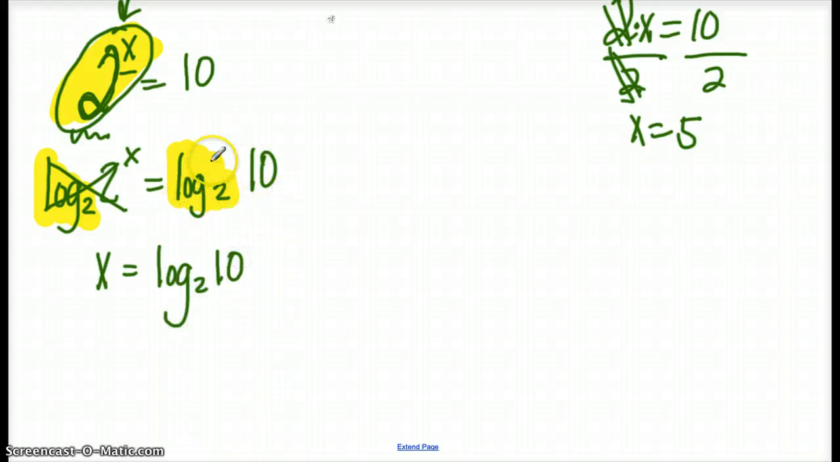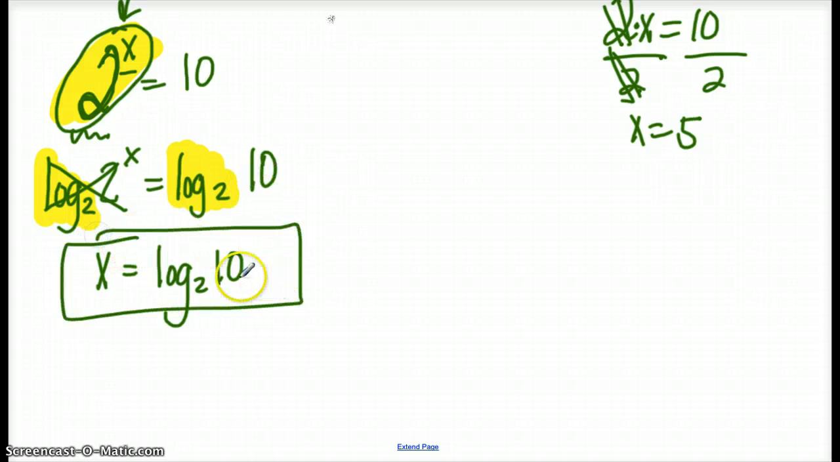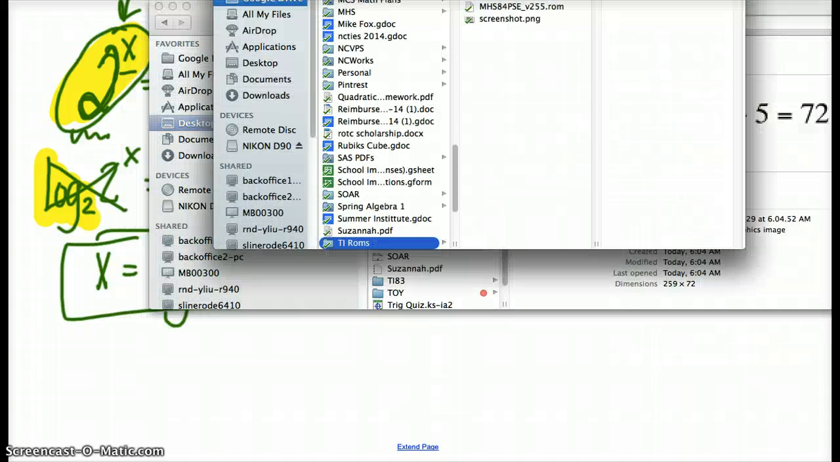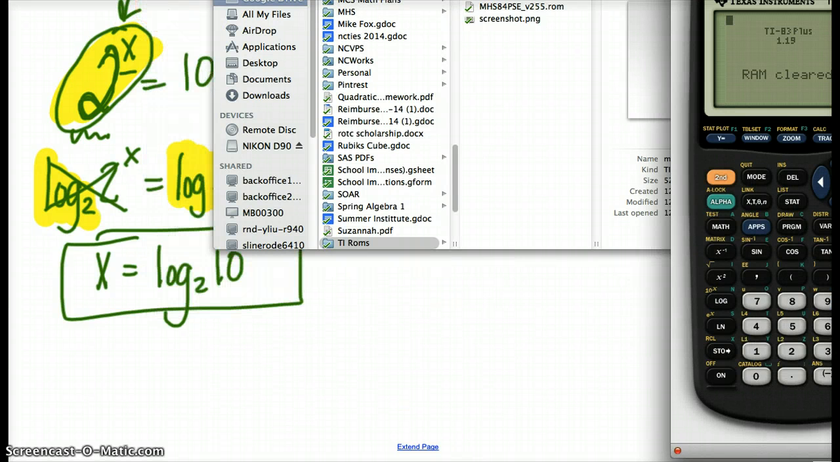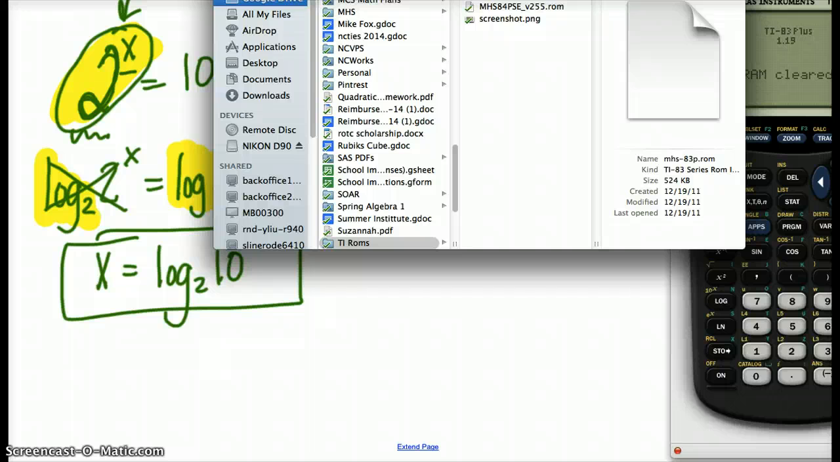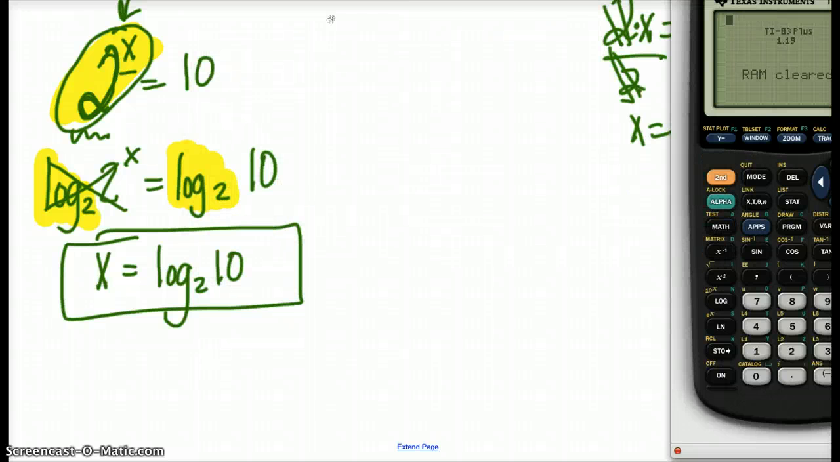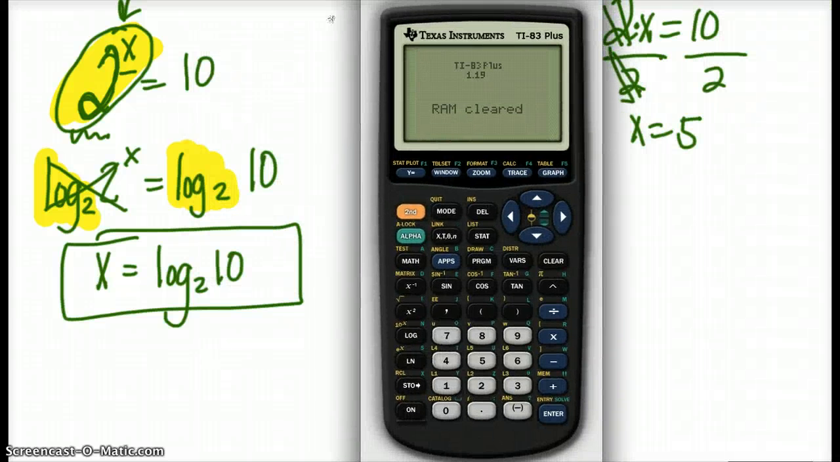Now why doesn't this cancel? Because 2 and 10 are not the same number. Okay, so that's your answer because x is by itself. Log is an actual operation. Just to show you, and once again I'll show you this more when I get back, in your problem I just want to show you that this is 3 point something.